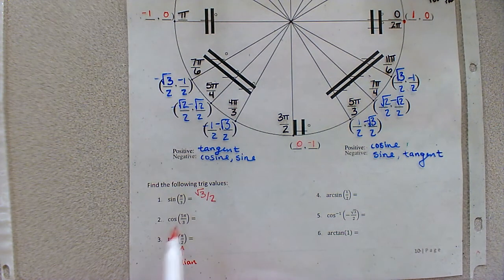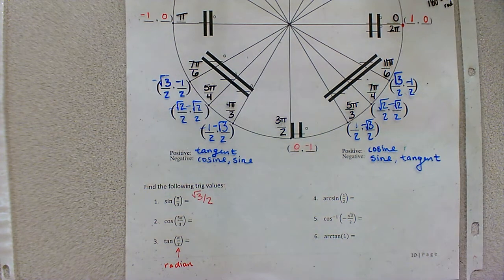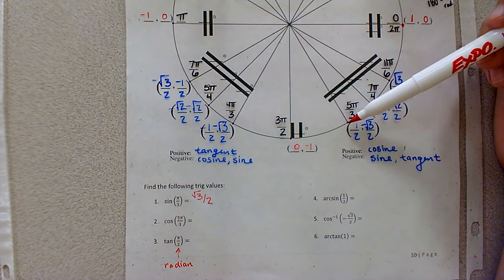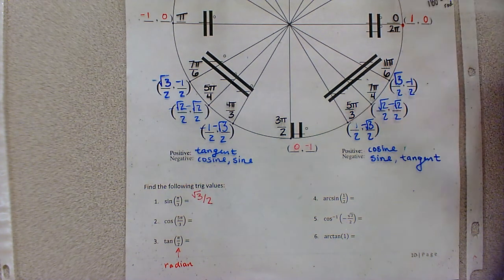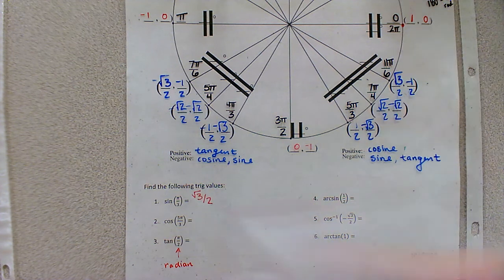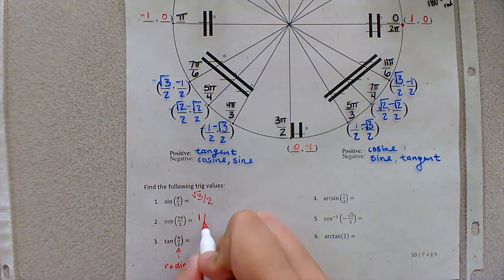Next one, we want the cosine value from the 5 pi over 3 location on the unit circle. That's in our fourth quadrant right here. And the cosine value is the x-coordinate, so we'll simply write 1/2.